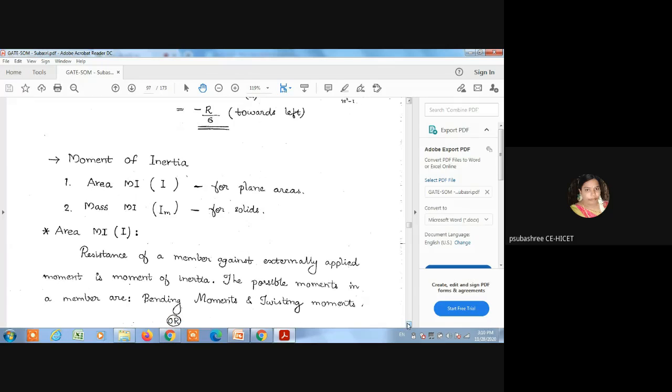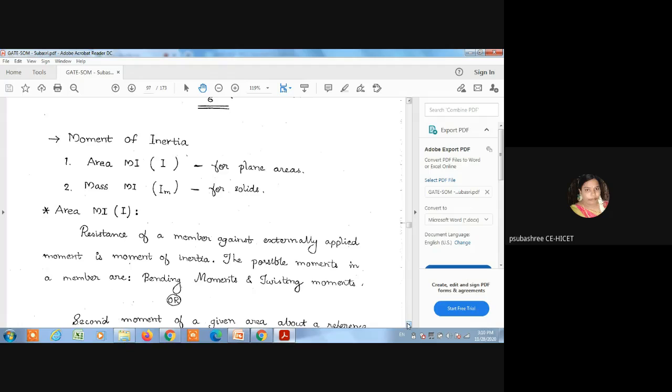Then moment of inertia, or moment of area. It is divided into two types. The first is the area moment of inertia, and the other is the mass moment of inertia. The area moment of inertia is the resistance of a member against an externally applied moment, for example the bending moment and twisting moment.